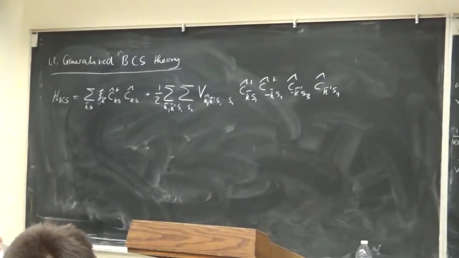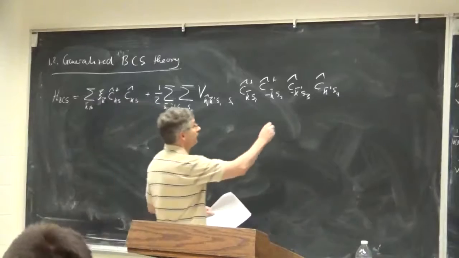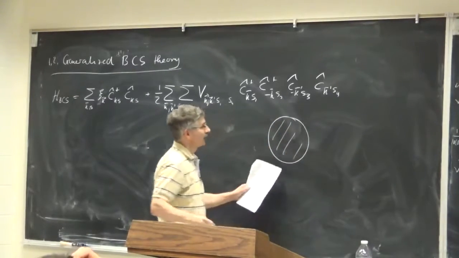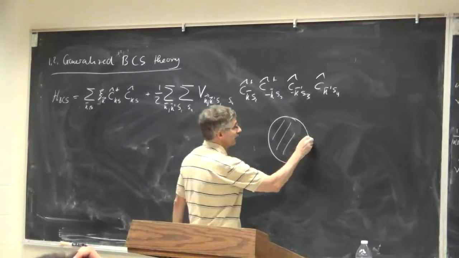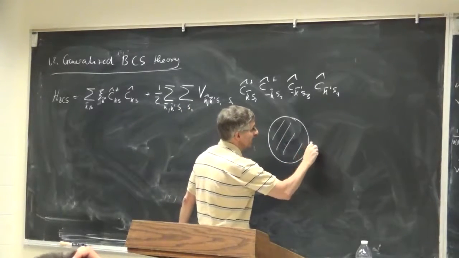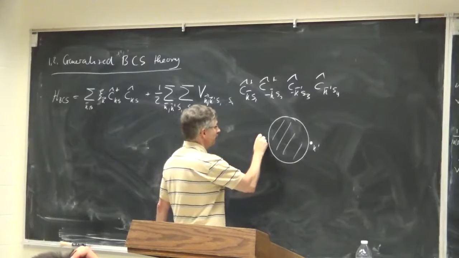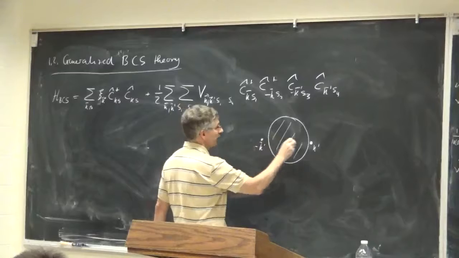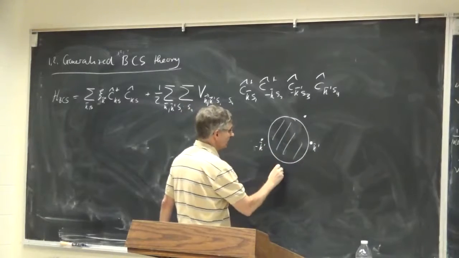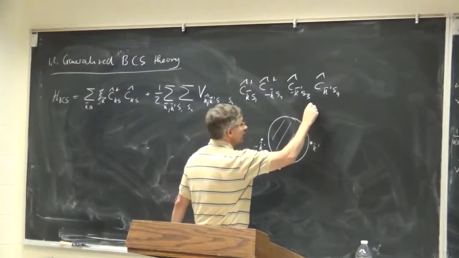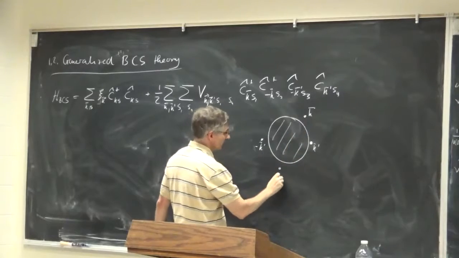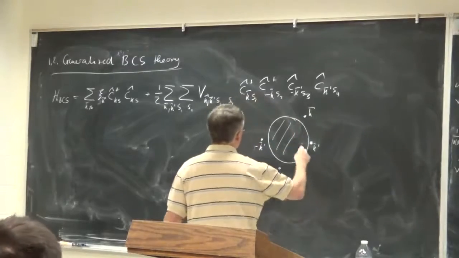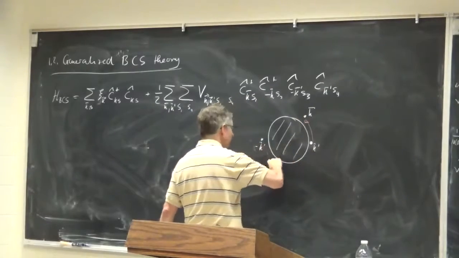So this is the standard pairing interaction where we have here, for example, particles in momentum k and minus k, k prime and minus k prime, which are then scattered into states with momentum k and minus k. So you just do this. So this describes this process here.